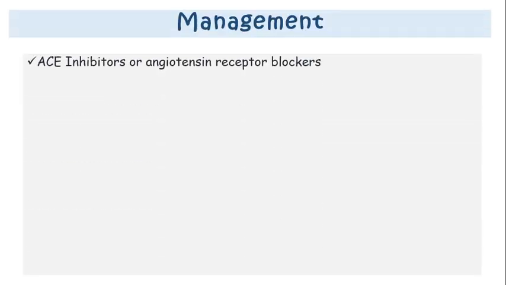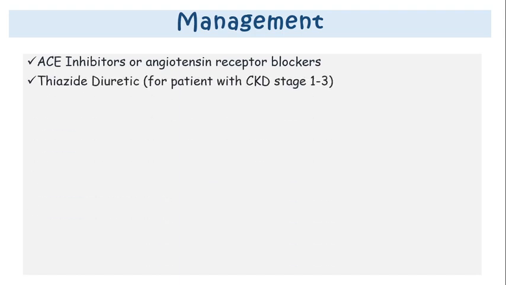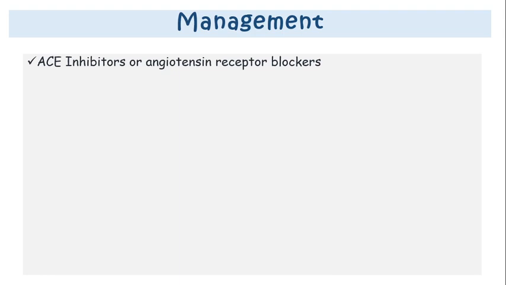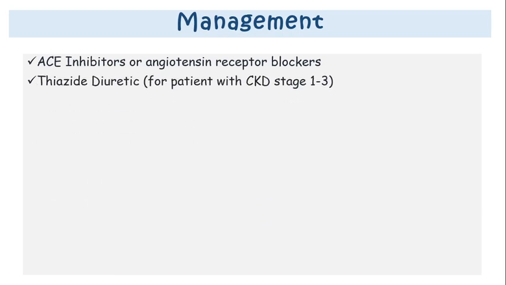So how is it managed? You have to control hypertension. To do that, you have to give antihypertensives. What are these antihypertensives? Drugs like ACE inhibitors, that is angiotensin converting enzyme inhibitors, and angiotensin receptor blockers. All of them block the renin angiotensin aldosterone system, RAAS, which I have told you before is one thing that can aggravate hypertension.